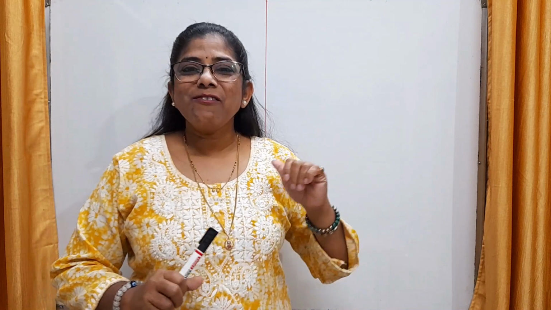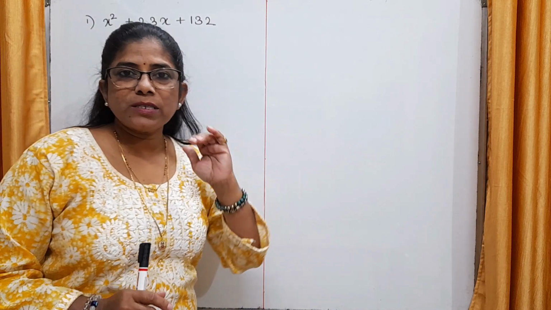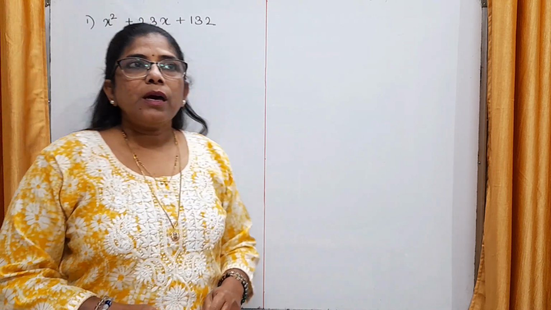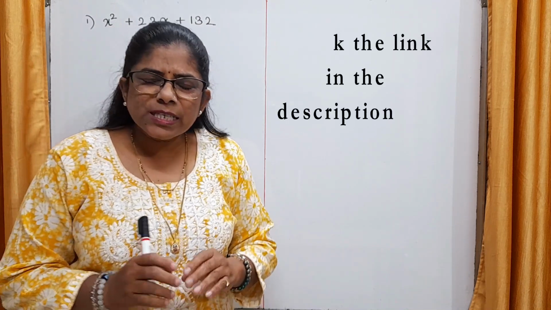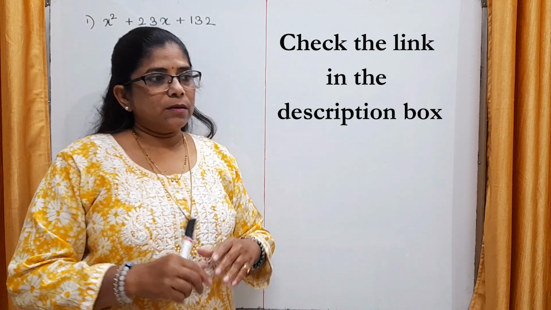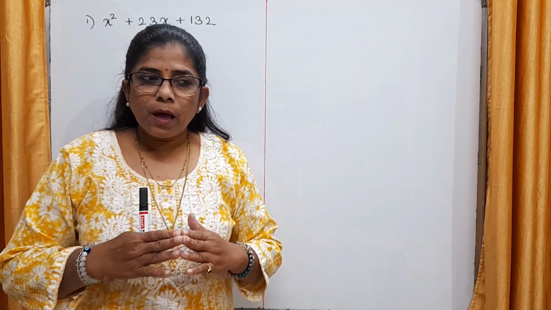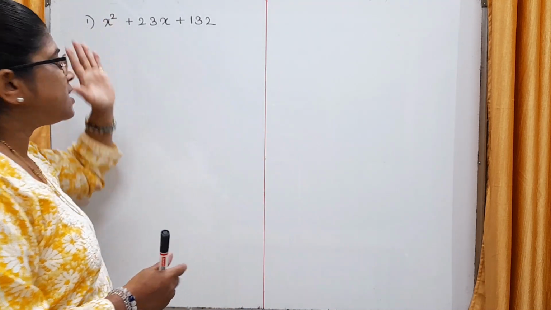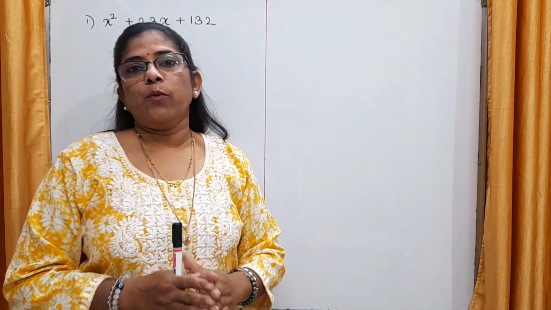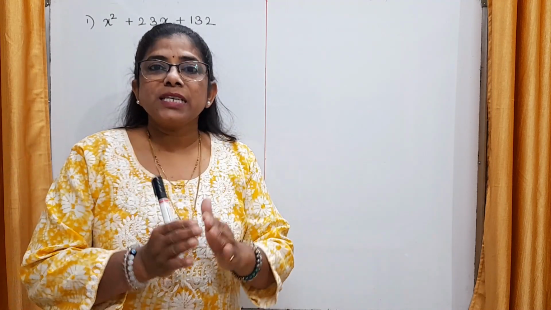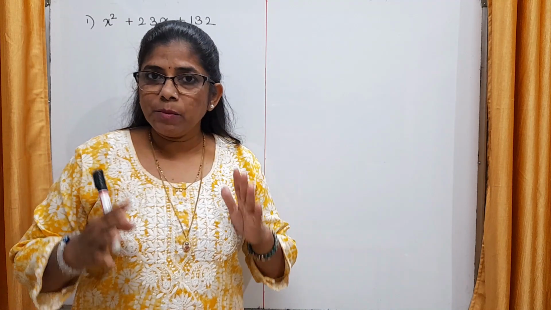So even I will start with the first sum of this video. Here the first sum is x square plus 23x plus 132. Actually we have one video which explains in detail how to split the middle term. Because here when we split the middle term, we have to consider the sign of the last term as well as the middle term. Because this is very important. Depending on the sign of the last term as well as the middle term, it decides in what way you are going to split the middle term.